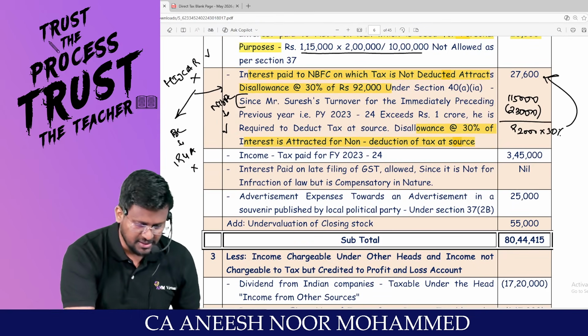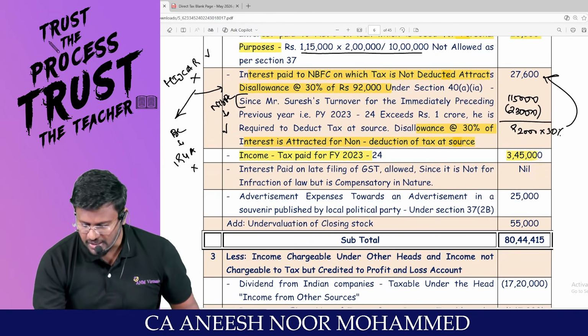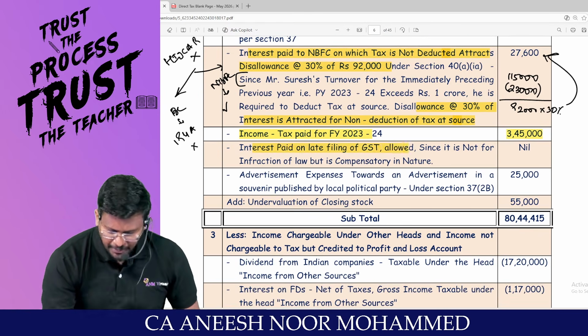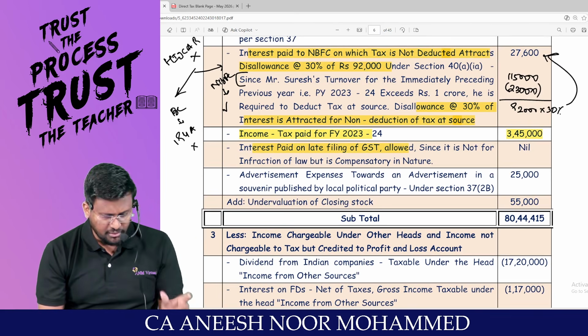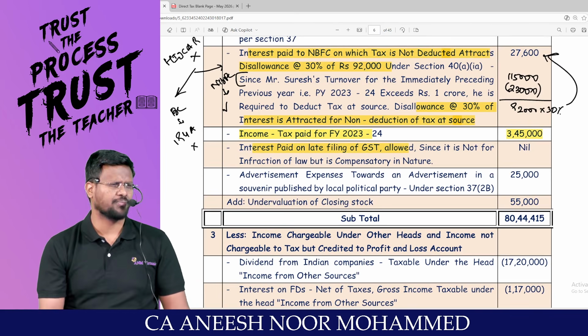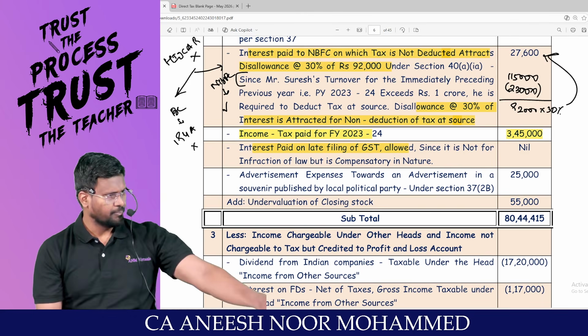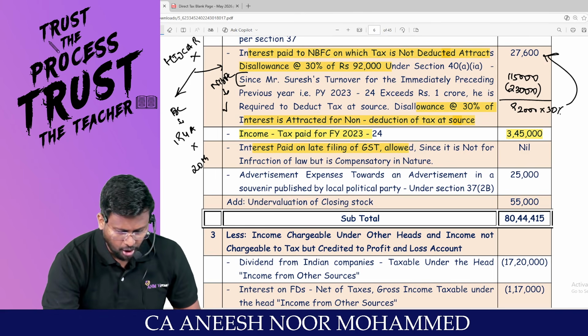Sir, income tax is not an allowable expenditure, should not be debited to P&L account. If it has been debited to P&L account, should be added back. Interest paid on late fees of GST. Interest means it is compensatory in nature. It is not infraction of law. For example, my dear lovable students, sir, I have to make the GST payment on or before 20th.